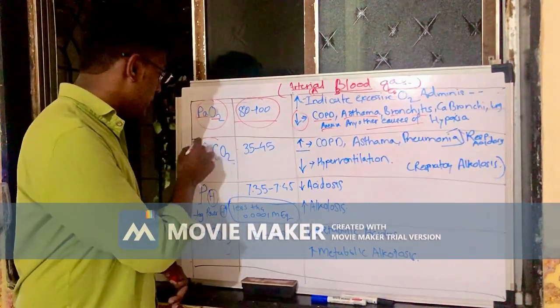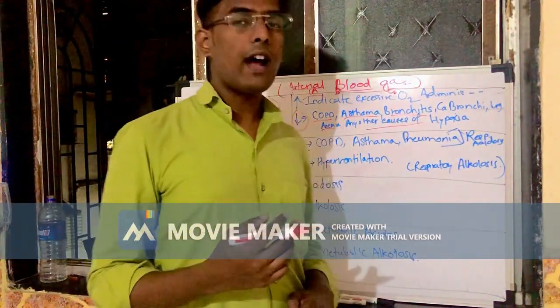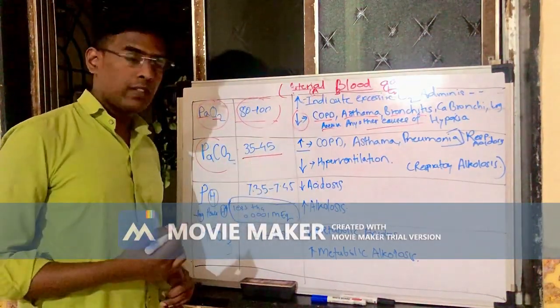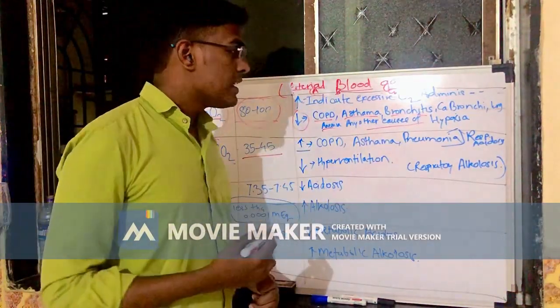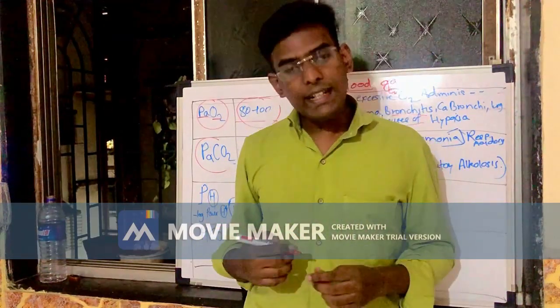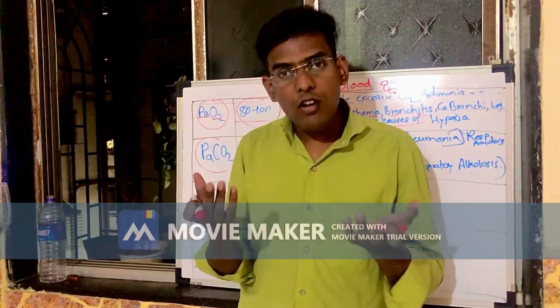Then we will see PaCO2. So what is the PaCO2? PaCO2 is the partial pressure of arterial carbon dioxide. What is the normal range of it? 35 to 45. So if it is increasing, what does it mean? If it increases, it means COPD, asthma, pneumonia. How? See, your lungs are there. You are normally taking a breath. You are normally exhaling also. While taking a breath, negative pressure is created. But while exhaling, do our lungs create any pressure? No. It's going out. Your carbon dioxide is going out automatically.